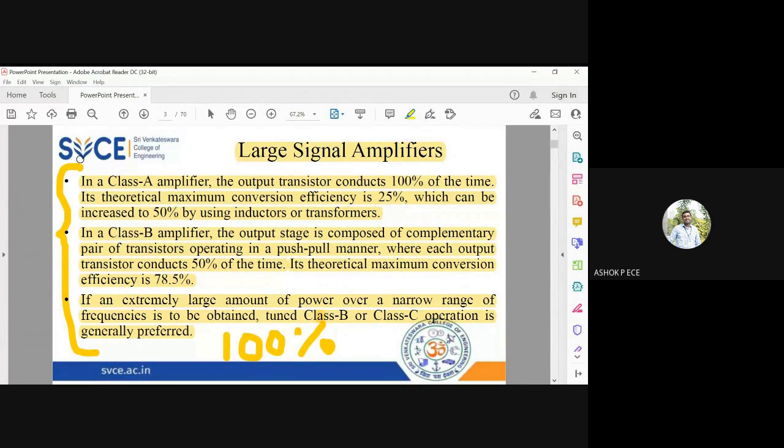So what happens as you see from class A to class C? Can somebody summarize what happens as we move from class A to class C? What is increasing, what is decreasing? Can anybody say? As we move from class A to class C amplifier, what is increasing and what is decreasing?